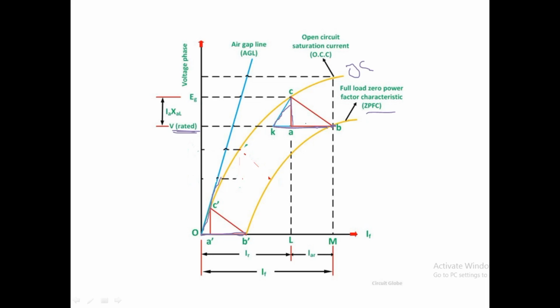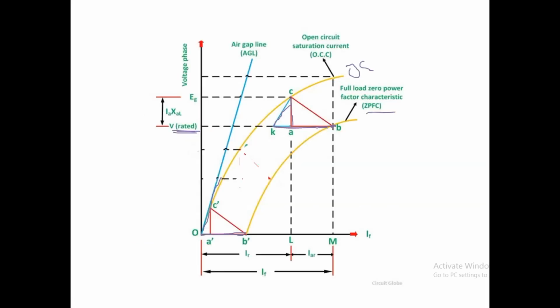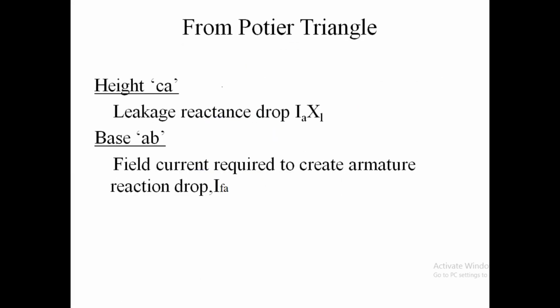So there are three steps you can see here. Take a point B on the ZPF curve, preferably well up on the knee of the curve. Draw BK equal to B dash O. Through K, draw KC parallel to O B dash to meet the OCC in C. Drop the perpendicular CA to BK to meet at A. These steps you have to follow, and then you will get a right angle triangle BAC. This right angle triangle BAC is known as the Potier triangle.